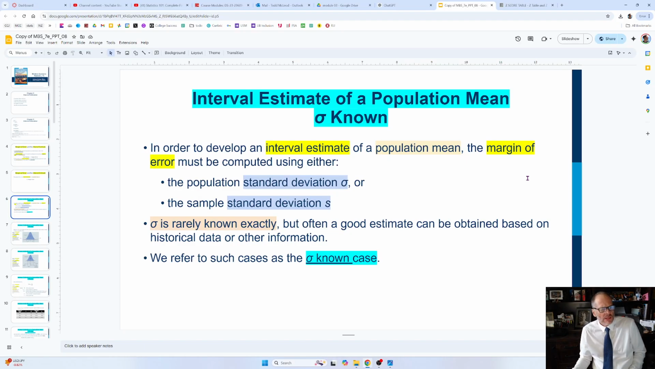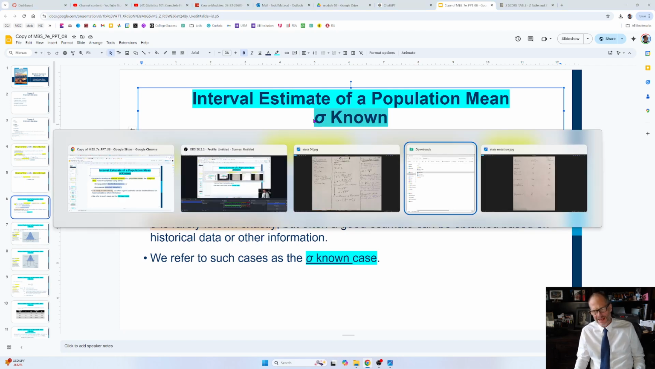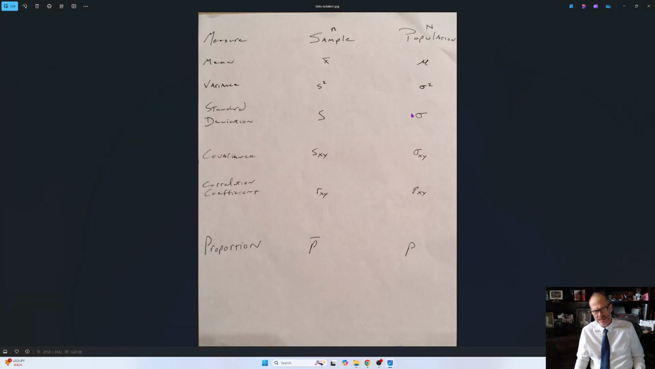Welcome back. So now we're going to talk about interval estimate of a population mean. We're going to create an interval estimate of a population mean, and we're going to do this in the situation where lowercase sigma is known. And if you recollect, lowercase sigma means that it is the standard deviation for a population. So we have standard deviation for a population. Right here is the lowercase sigma.